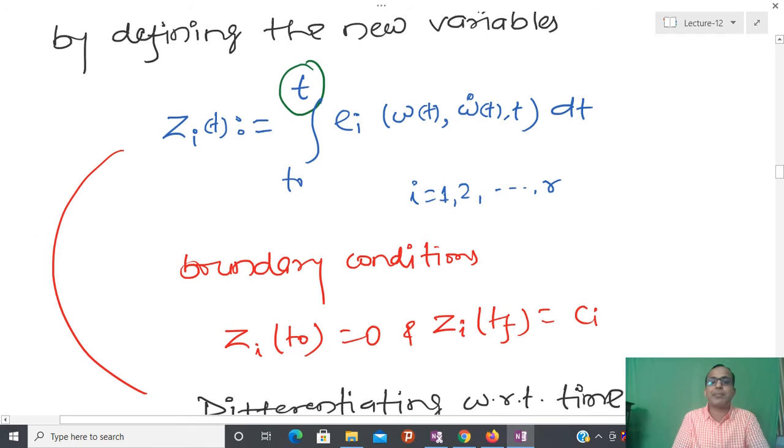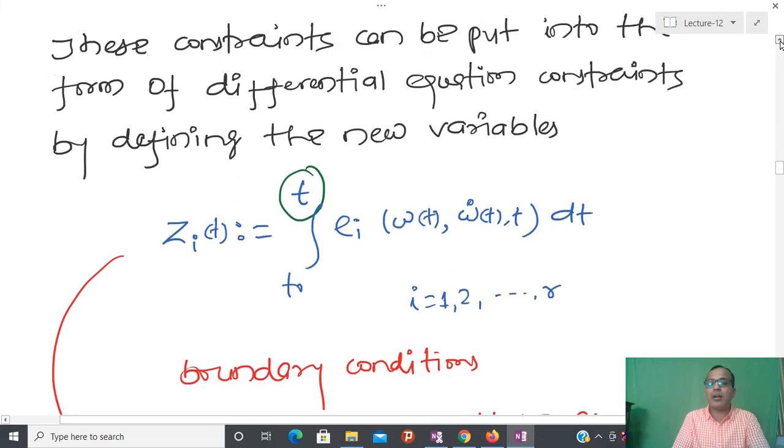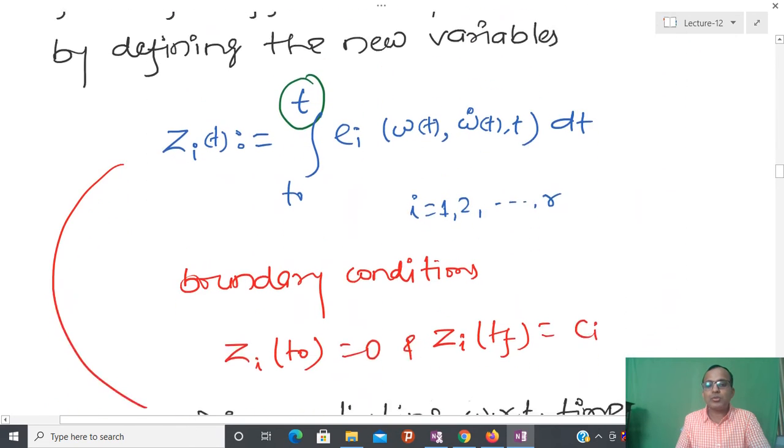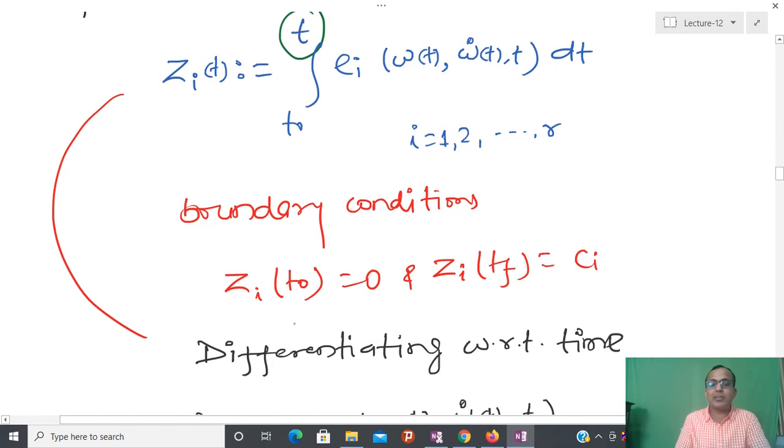I haven't written tf, but what I am assuming is that once t equals tf, then z_i(tf) is exactly equal to the value I have defined, that is c_i. That is our idea, because I am assuming this whole term as z_i. Now try to see the boundary conditions. At t equal to 0, z_i is 0, and at t equal to tf, z_i is c_i.